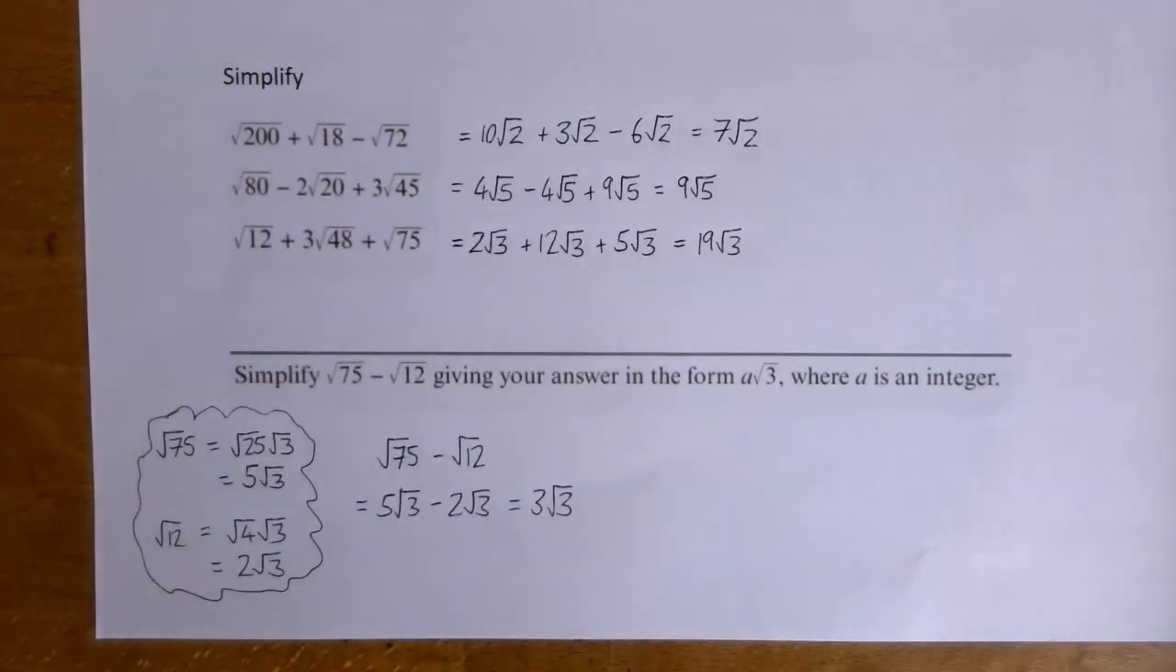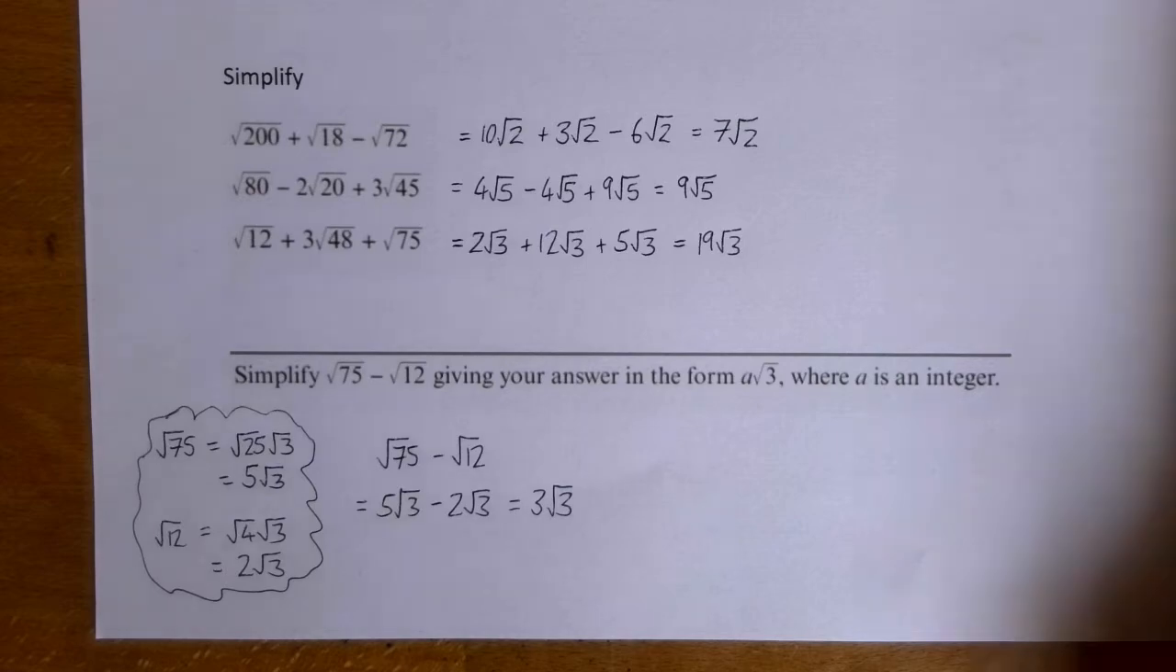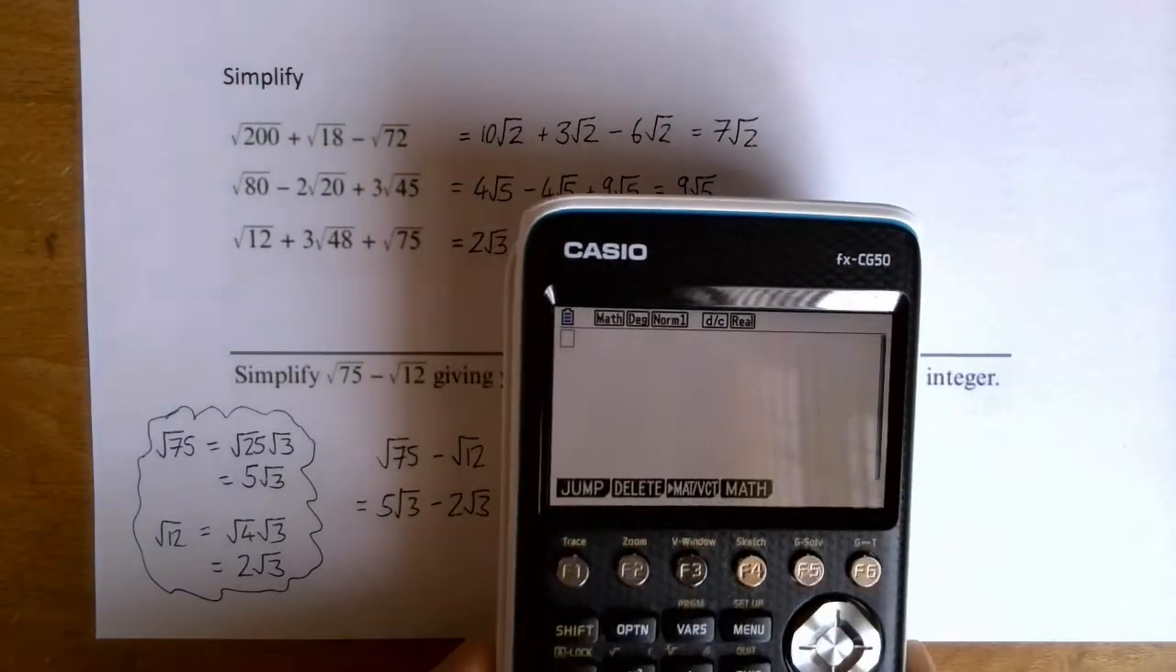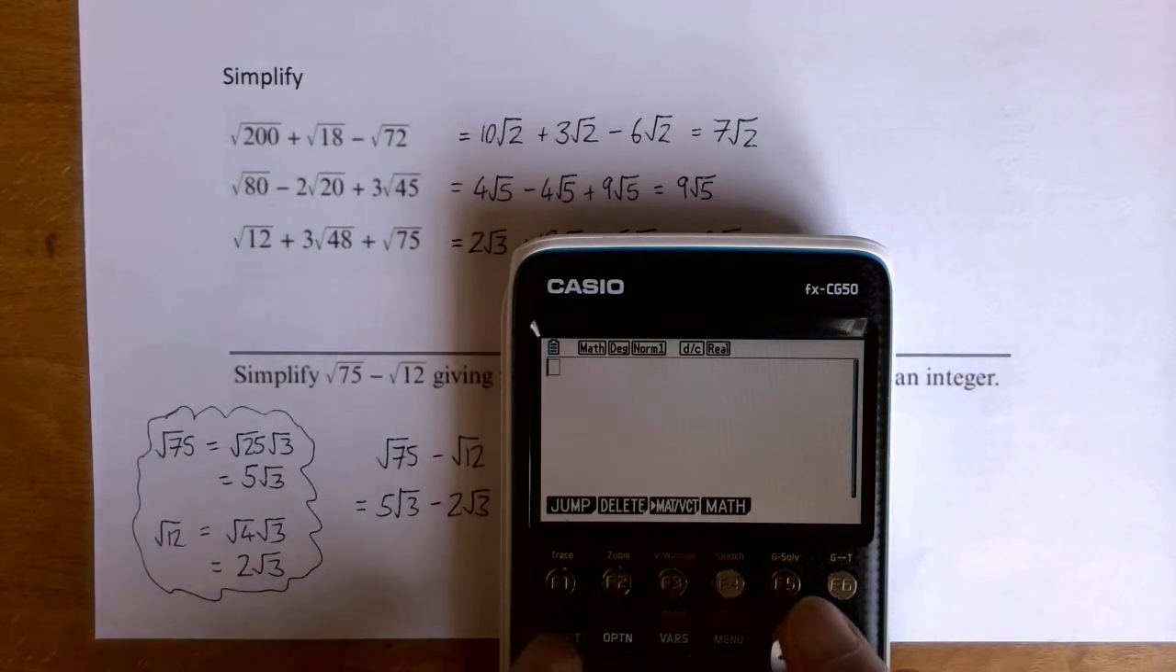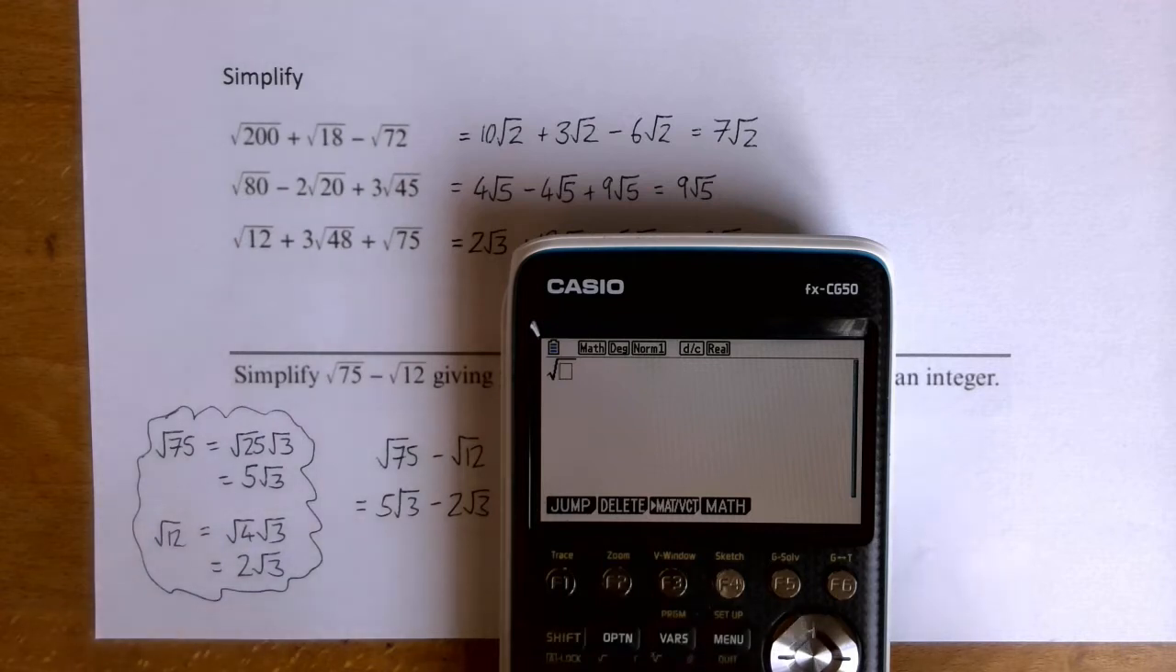Of course, your calculator will do these for you, and it's probably worth experimenting with typing in those sorts of questions, because it's a little bit fiddly. You have to use your cursor to shift out of the square root. So that second one, root 80, I then have to go right to come out of the square root, minus 2 root 20, right to come out of that, plus 3 root 45 equals, gives you the answer.